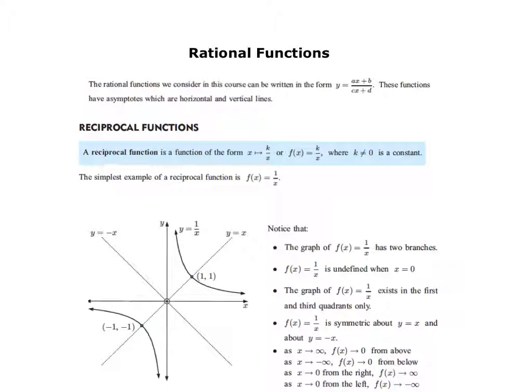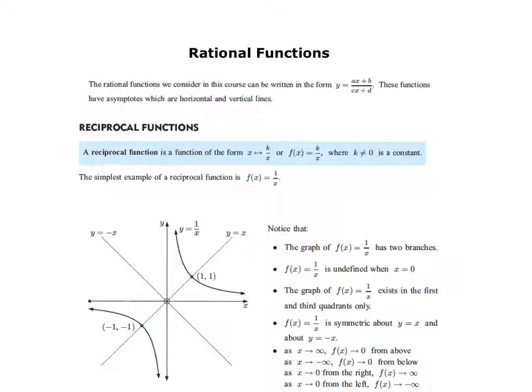Hi girls, this video is looking at rational functions. The rational functions we consider in this course can be written in the form y equals (ax plus b) over (cx plus d). These functions have asymptotes, which are horizontal and vertical lines. And we're going to look at how to find these asymptotes as well today.